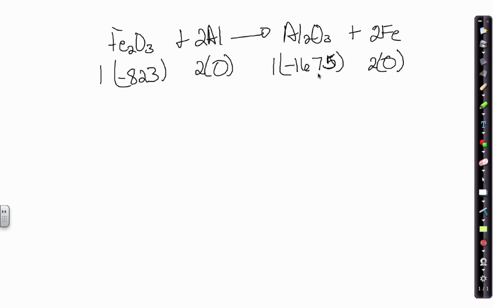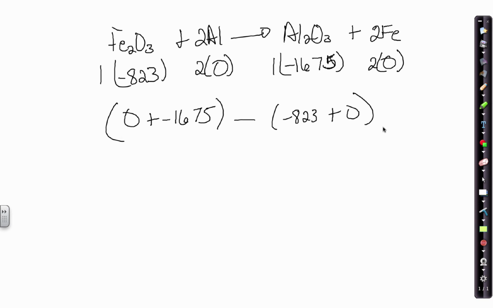So let's take the formation of the products, and that's going to be 0 plus negative 1675. And then we're going to subtract the reactants. So 1 times that would just be this, plus 0, and then you just simply solve. And then after this, you will get negative 852, and that's going to be kilojoules per mole. So basically, if we have this reaction happen perfectly with the perfect stoichiometry, we're going to release 852 kilojoules in this reaction.